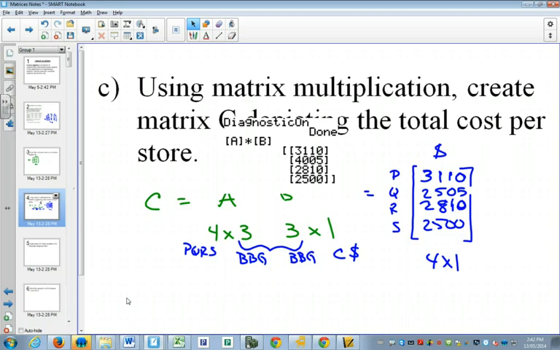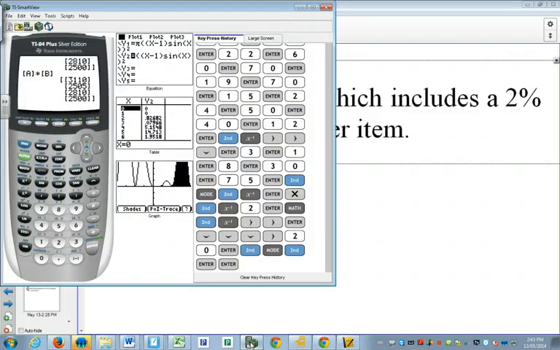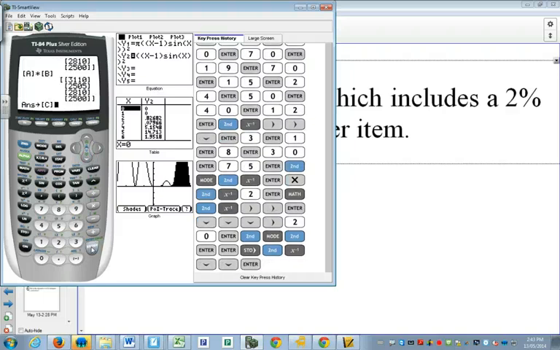All right, we noticed we made a mistake when we typed this one in. It should have been 2505. All right, part D. Another thing I want to show you is you've got this answer by doing A times B, right? We want to call that matrix C. Instead of having to type that all in, you can hit your store button and then go second matrix and go down to C and push enter, and boom, it'll put that into C for you.